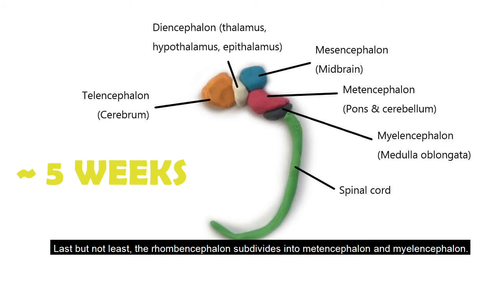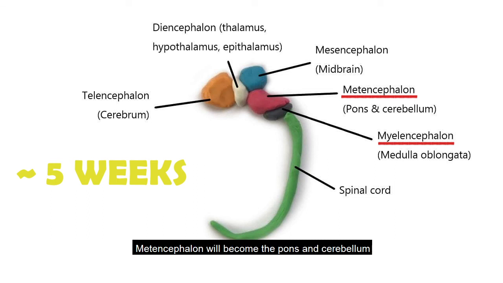Last but not least, the rhombencephalon subdivides into metencephalon and myelencephalon. Metencephalon will become the pons and cerebellum, whereas the myelencephalon will become the medulla oblongata.